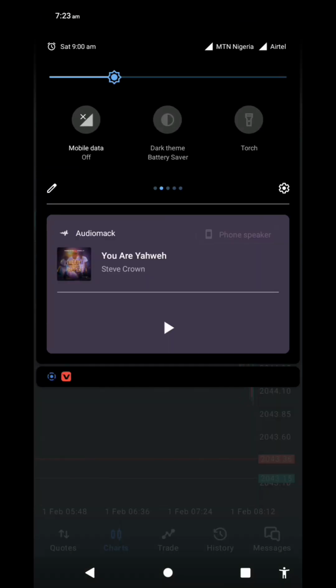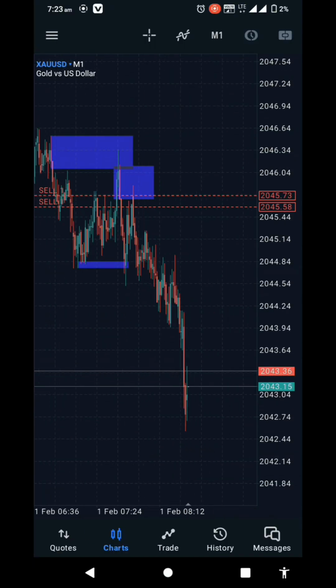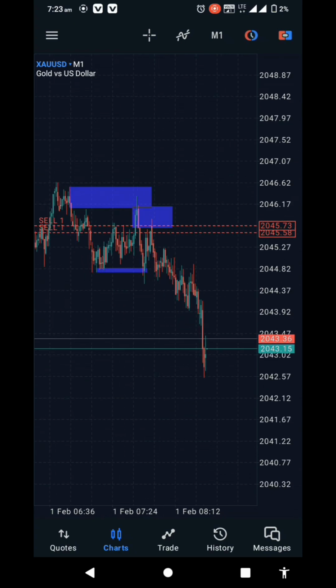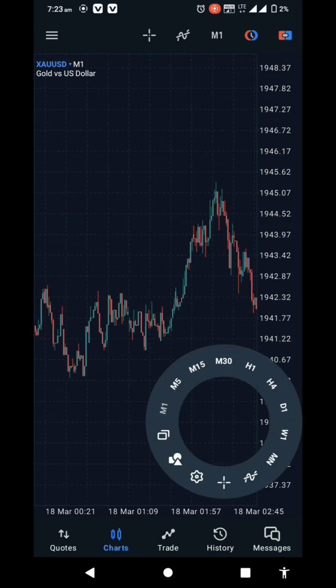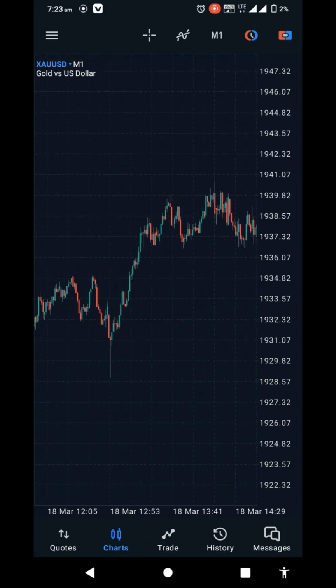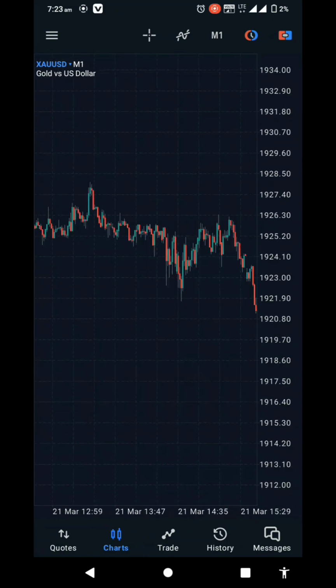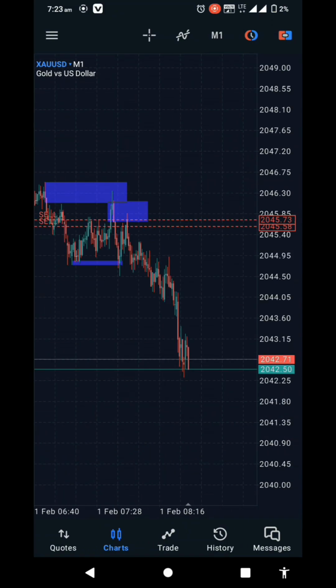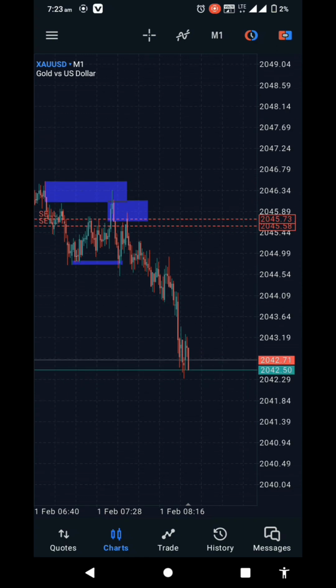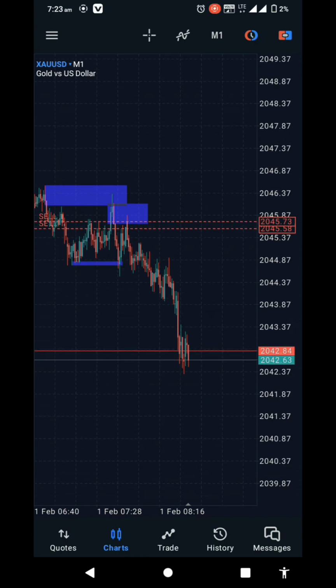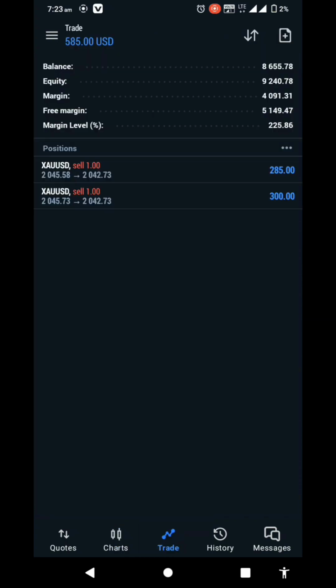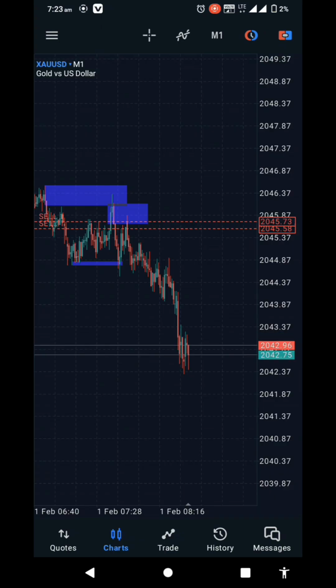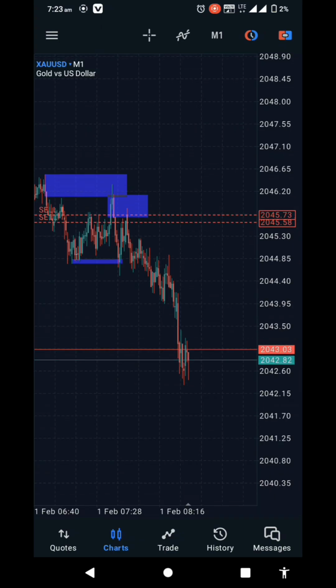So that's how this trade went. We are still on the trade. We are already on $500 profit. So these are the entries of the trades.